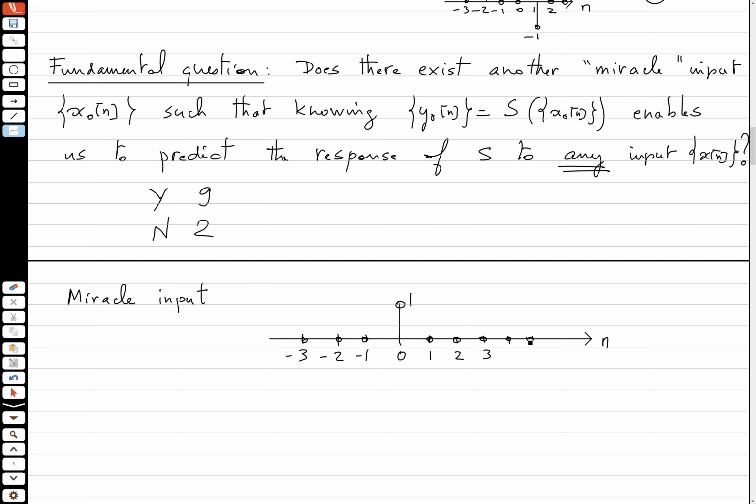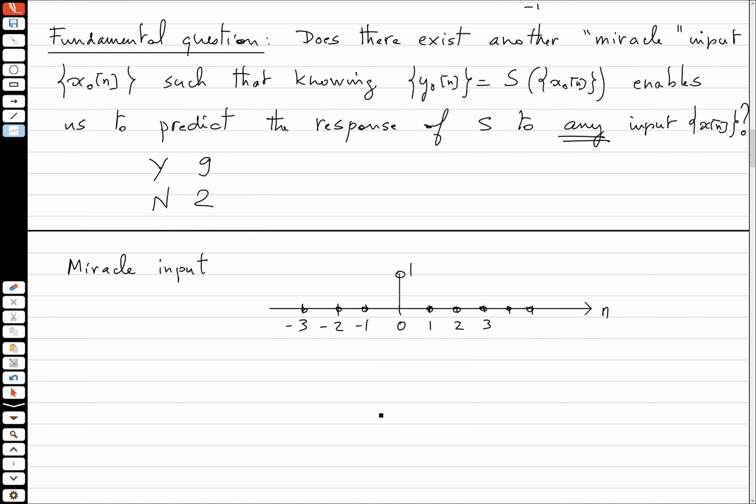Look, isn't that incredible? I'm claiming that if the system is LTI and if you know the response of the system to that particular input, then you know the system completely. Isn't that crazy? It's crazy, huh? But that's why I call it miracle, right? So if I know the response of S to that particular input, I claim I know the system completely.